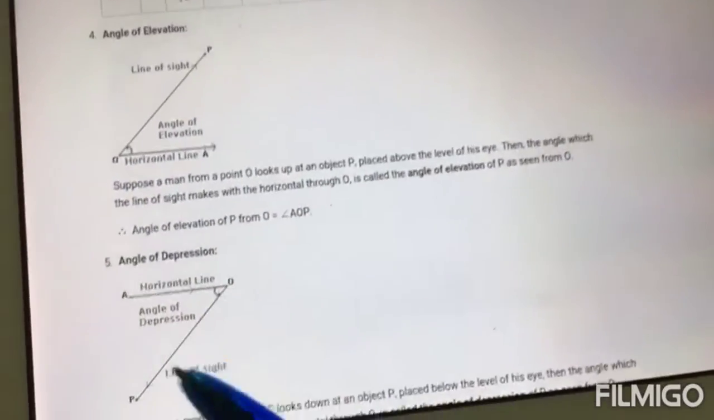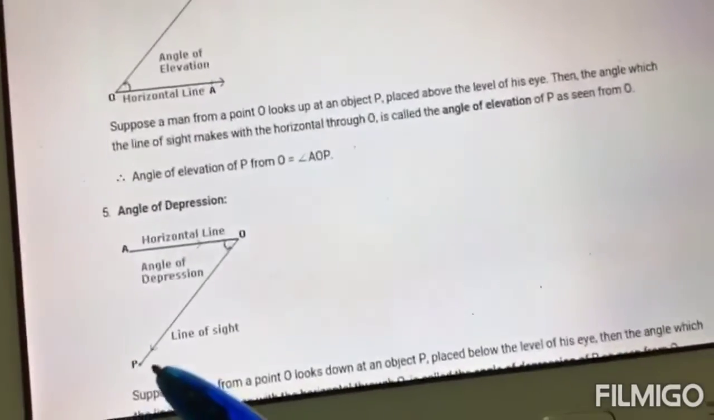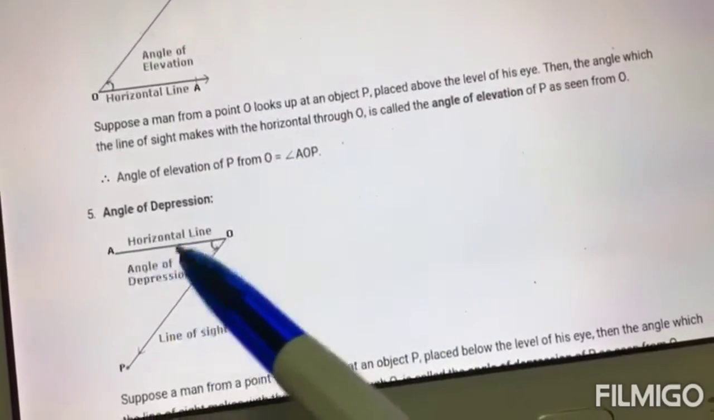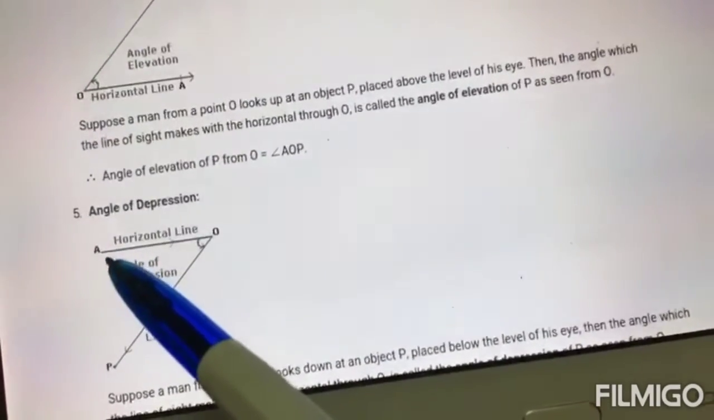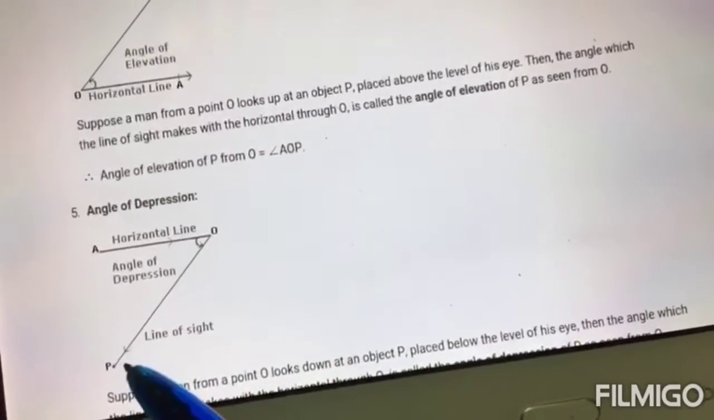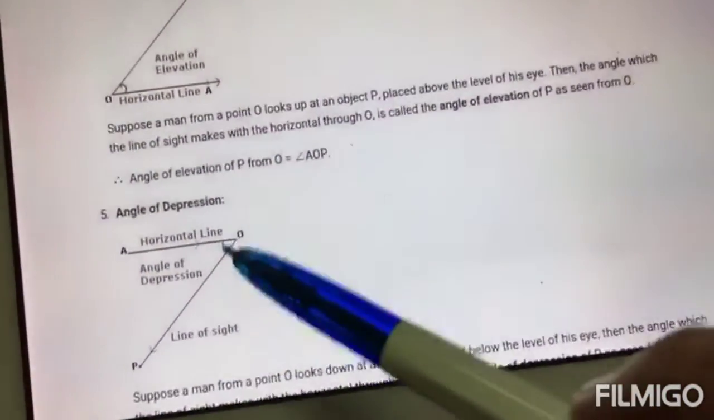Similarly, angle of depression. Suppose you're looking down at an object, say inside a pit, and we can draw an angle from point A, which is at your eye level, to your eye level, and then to that point in that pit. Then this angle, which is formed at your eye level while looking down at point P, which is in the pit, is called the angle of depression. You have to know it because sometimes questions are formed using this terminology, okay.